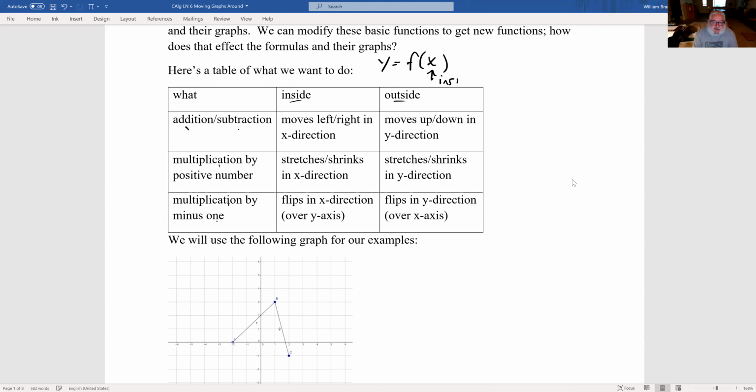Inside means inside those parentheses, and outside is outside of the parentheses. And inside always moves left to right, stretching or shrinking, flipping in the x direction. So inside means tinkering with x. Outside means tinkering with y, doing things up and down in the vertical direction.